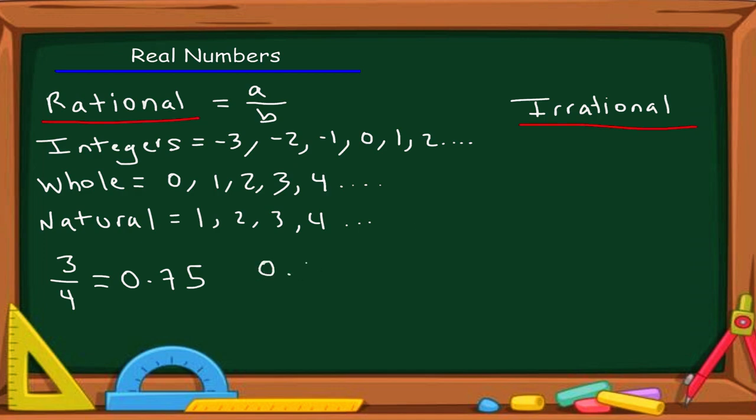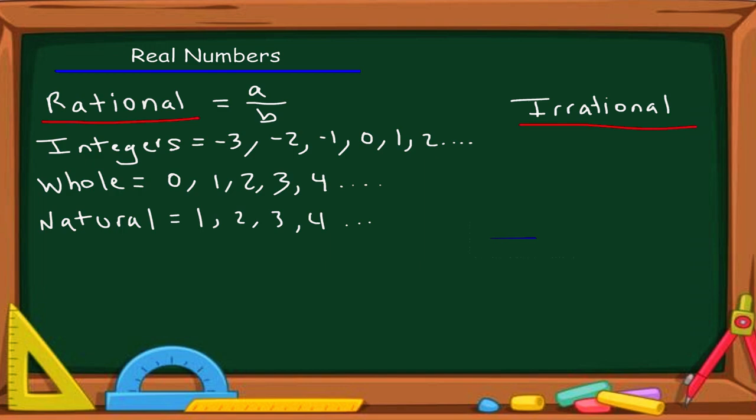0.15. This is a rational number because you can express it as a fraction using integers. 0.15 is 15 over 100. And you can reduce that. If you divide both numbers by 5, 15 divided by 5 is 3. 100 divided by 5 is 20. So 0.15 can be reduced to 3 over 20, which means 0.15 is a rational number. We can write it as a fraction of two integers.